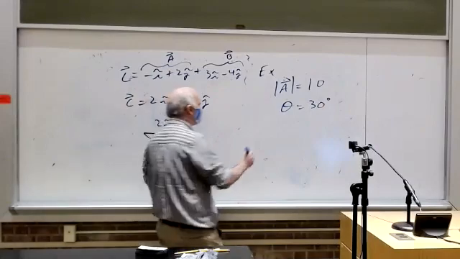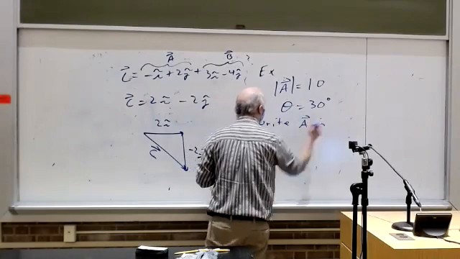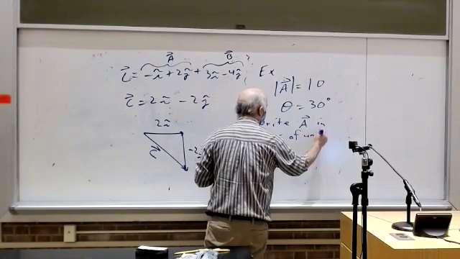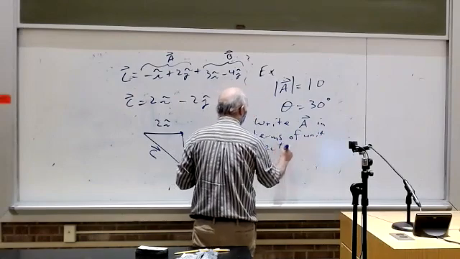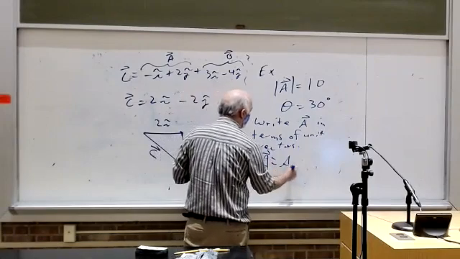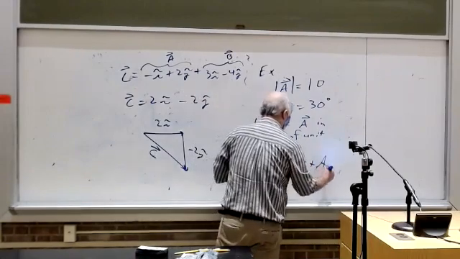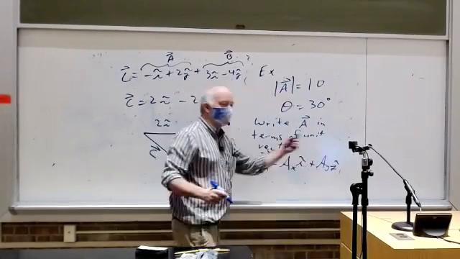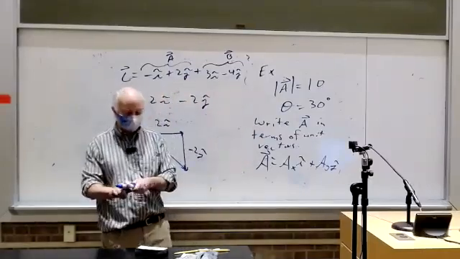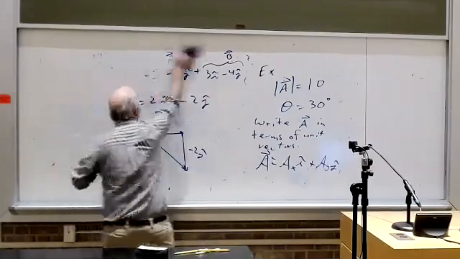I want you to write A in terms of unit vectors. In other words, I want you to have A is some Ax i hat, where Ax is some number, plus Ay j hat, where Ay is some number. I want you to write this vector like that. So how'd you do that?